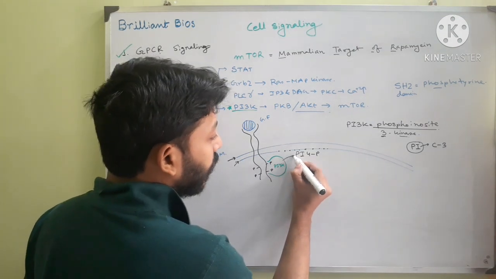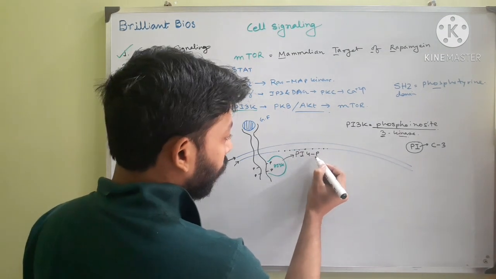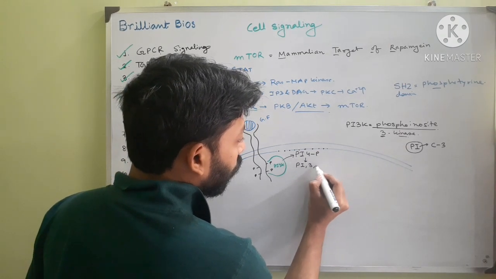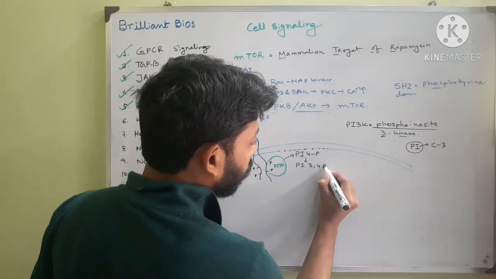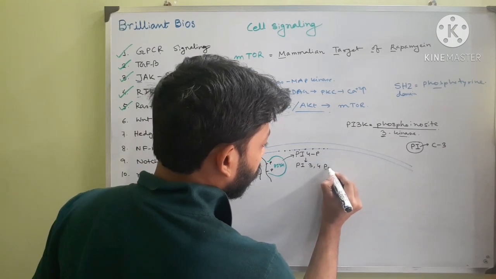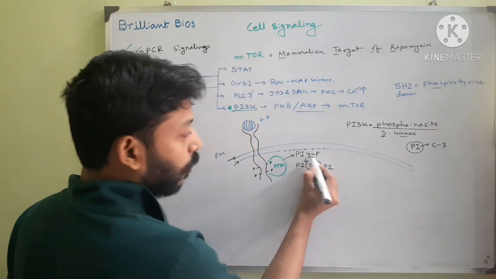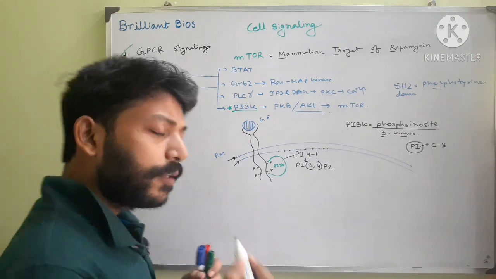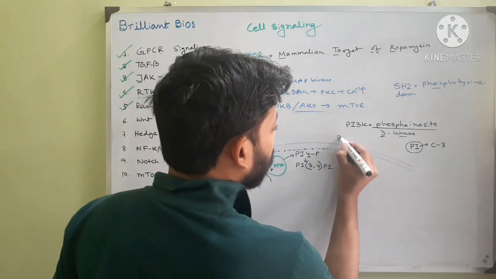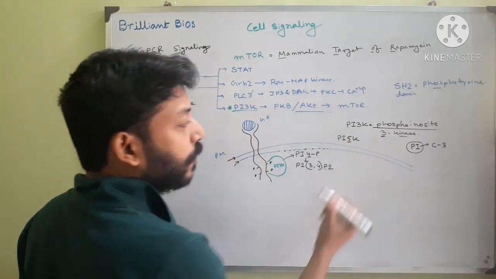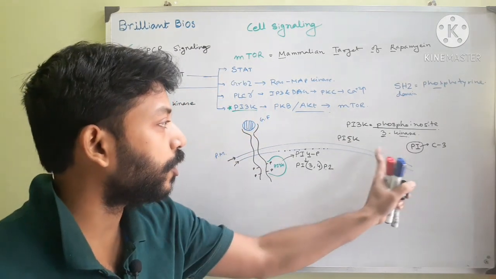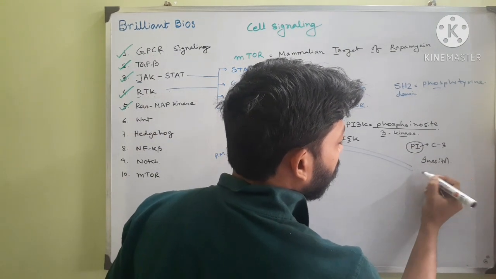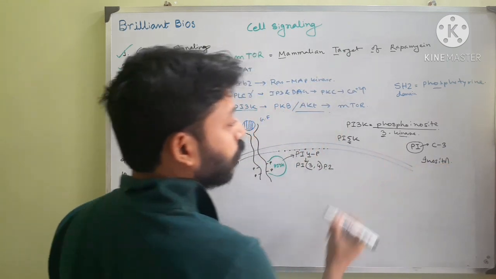Then PI3K can phosphorylate this PI4 phosphate and this becomes PI3,4 bisphosphate, or I can say P2. At first it was 4, but when PI3K phosphorylated it, it will become PI3,4P2. Another kinase is present called PI5K. That means it will phosphorylate at the carbon 5 position of the inositol, because inositol is a sugar. This sugar can be phosphorylated at the carbon 5 position.